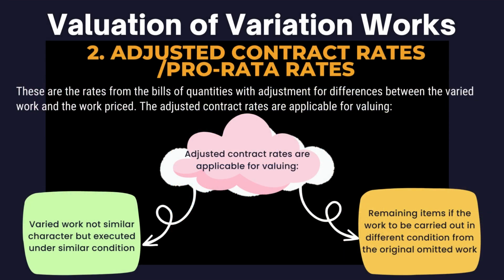The second method is adjusted contract rates or pro-rata rates. These are the rates from the bills of quantities with adjustment for differences between the varied work and the work priced. The adjusted contract rates are applicable for valuing varied work not of similar character but executed under similar conditions, and remaining items if the work to be carried out is in different condition from the original omitted work.